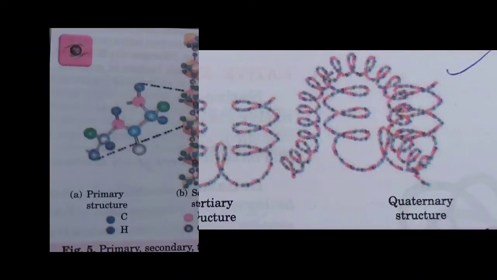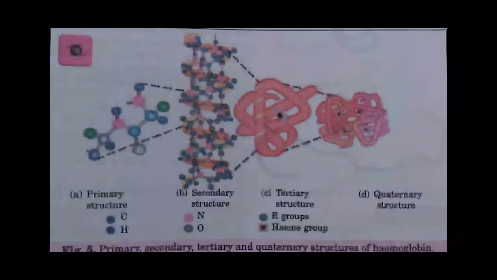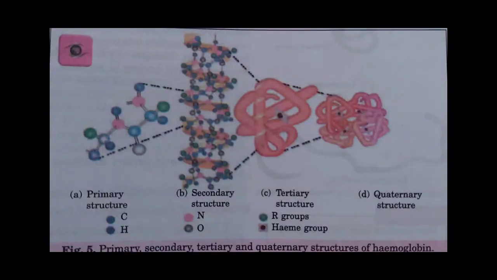You can understand all these structures with this diagram as well. Here you can see the primary structure, a simple combination of amino acids. The colorful spheres represent the different amino acids. Then the secondary structure, where they form alpha helix and similar shapes. Then the tertiary structure, where further folding occurs. And in the quaternary structure, you can see different colors, that is, different types of subunits being linked together.